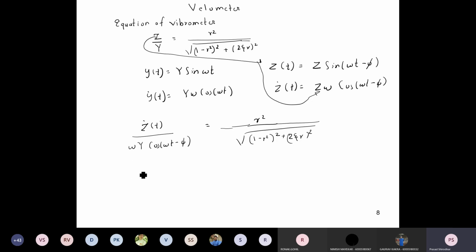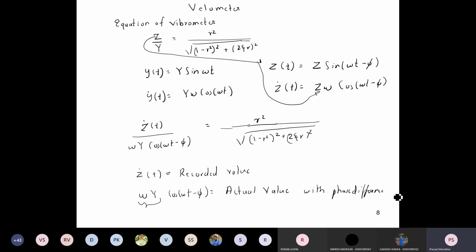Right. And z dot t is the recorded value, and omega Y cos omega t minus phi is the actual value. So in fact it will be omega Y will be the actual value, and it will be with phase difference phi. Alright.